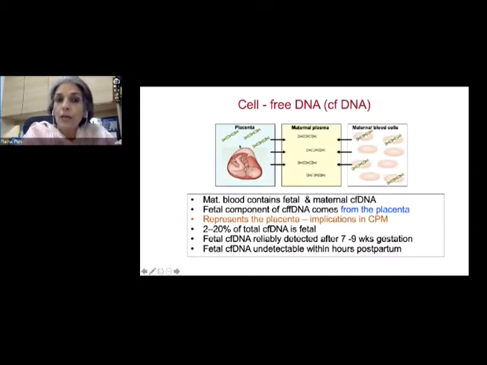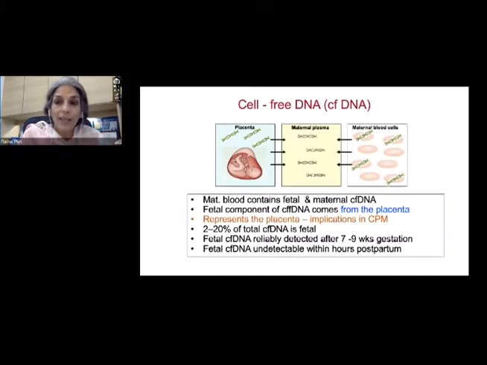It has two origins. All the cell-free DNA in the mother's blood is of maternal and placental origin. The placental DNA represents the fetus, so it's important to remember that. 2 to 20% of the cell-free DNA is of fetal or placental origin. We can identify it in the maternal blood after about 7 to 9 weeks of pregnancy.